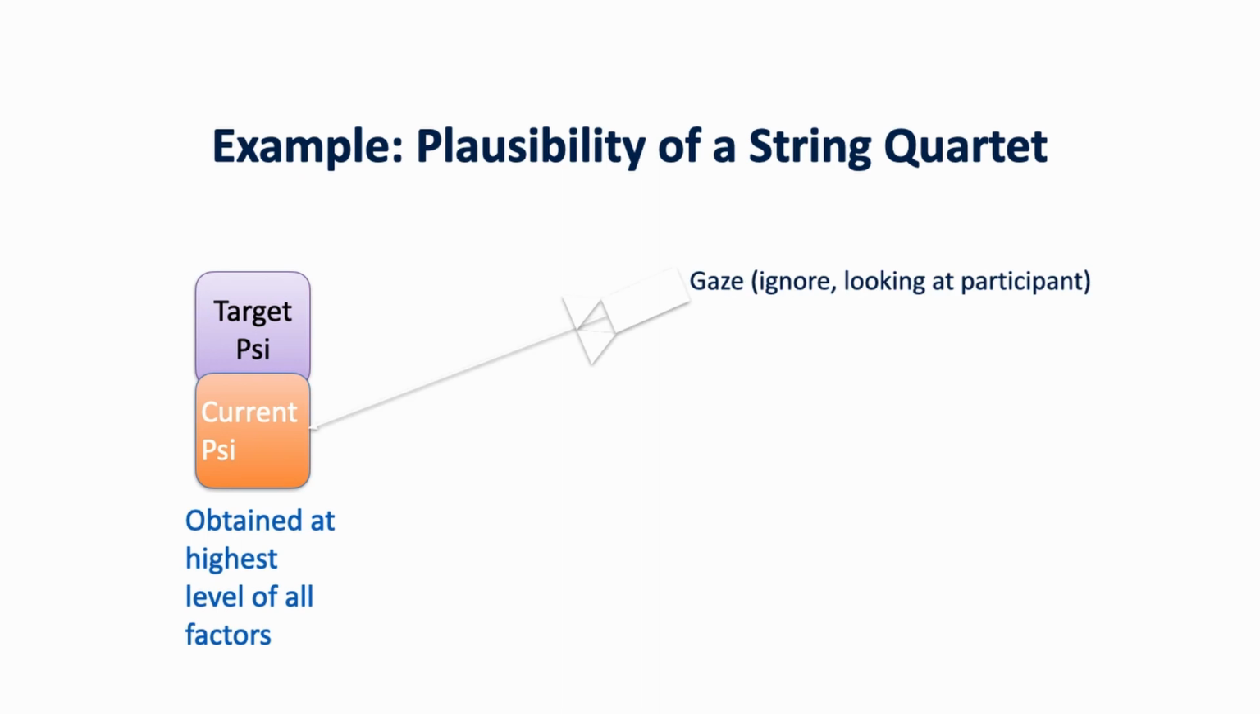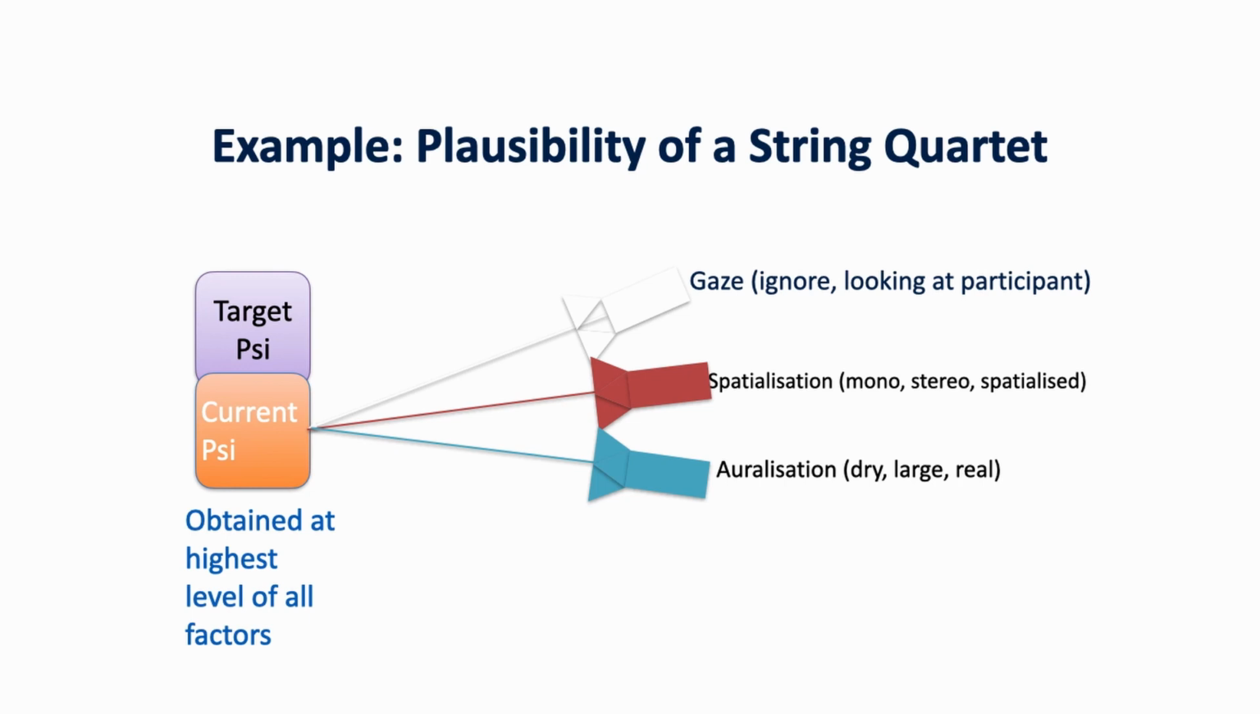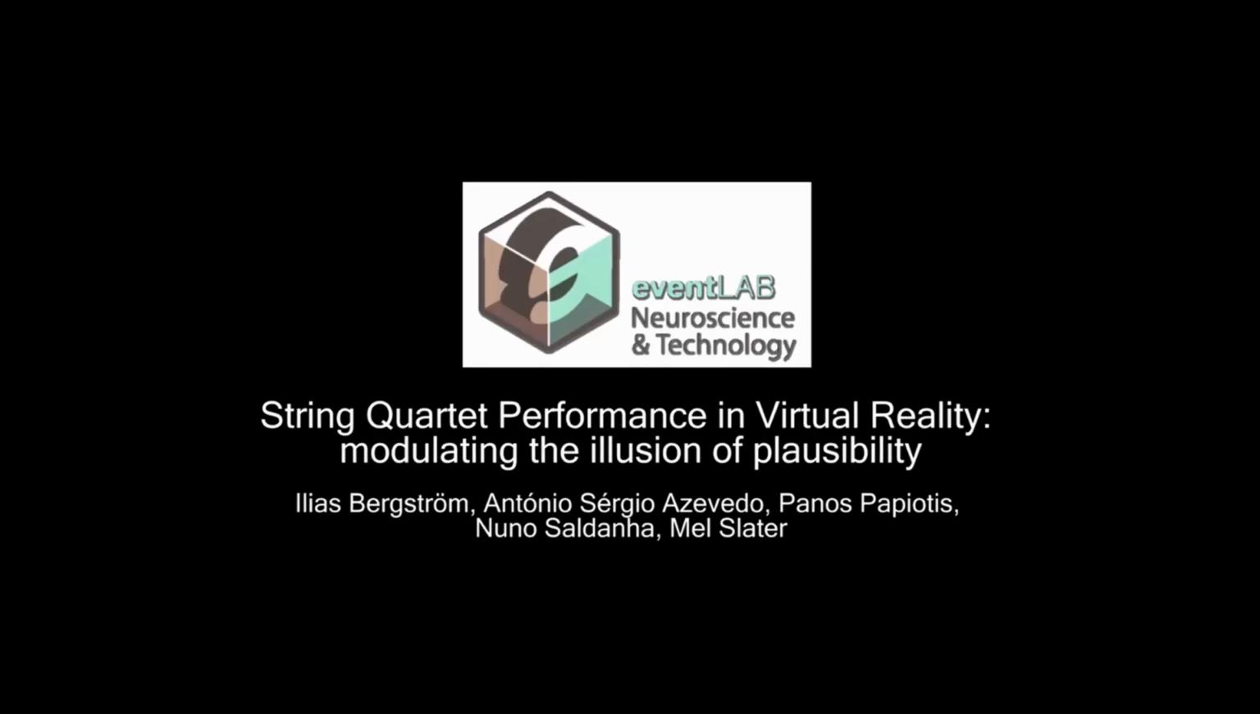different things. First of all, gaze, whether the players of the string quartet are looking at the participant or not. The sound spatialization, is it mono, stereo, or spatialized? The auralization, is it dry, large, or real? And the environment, is it none, or are there sounds coming from the outside? And at various points in the unfolding of this virtual reality sequence, participants can choose to do a transition from one configuration of these factors to another one. So here's how it looks.